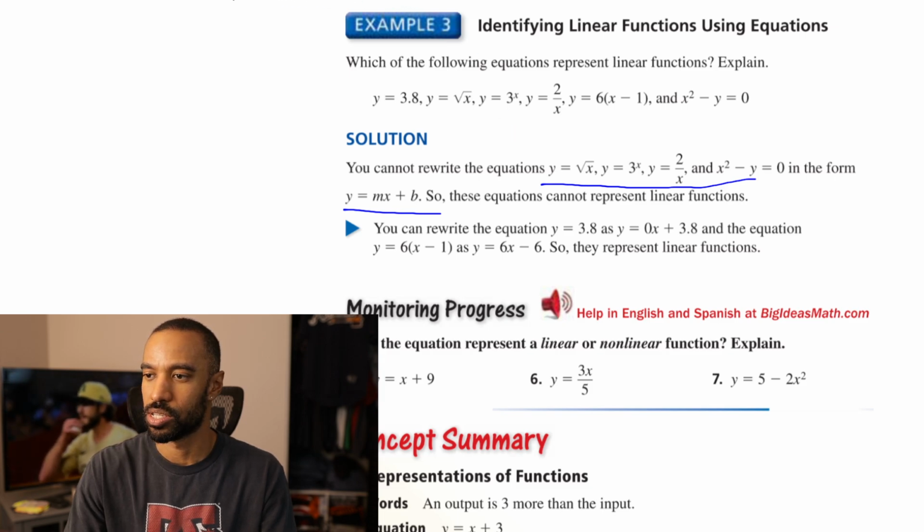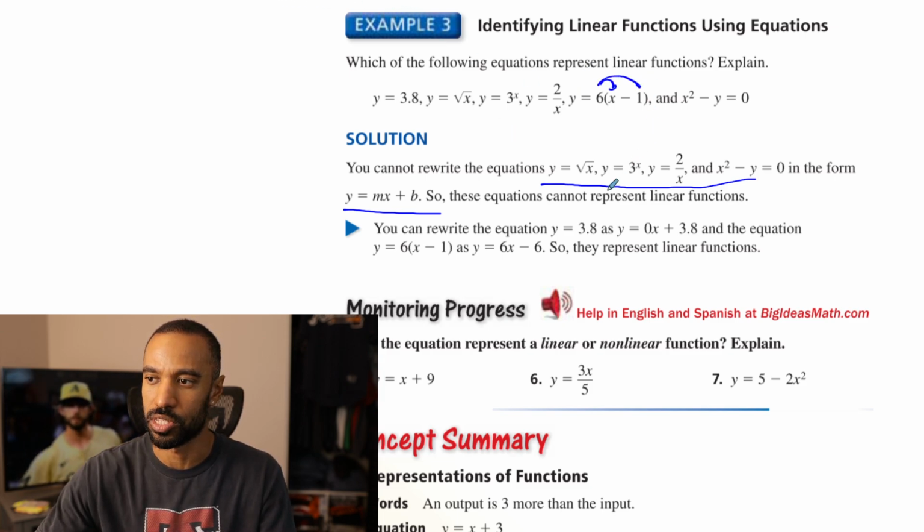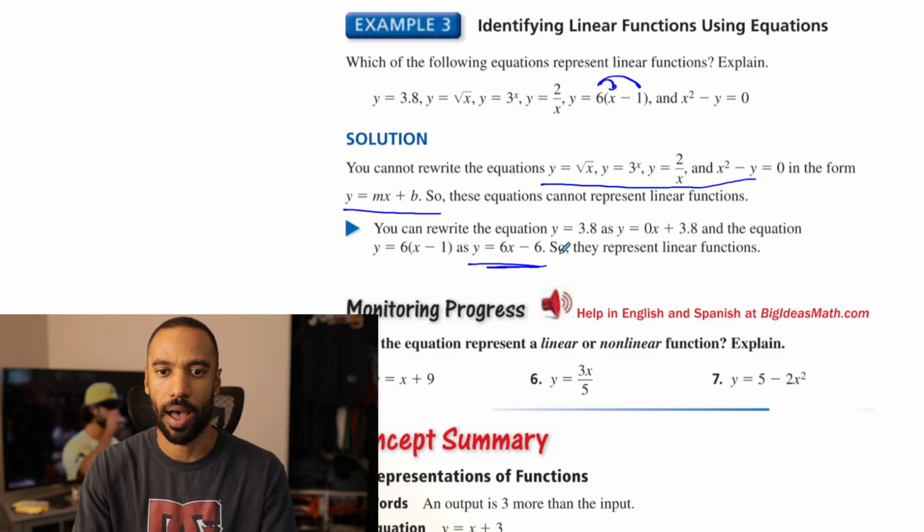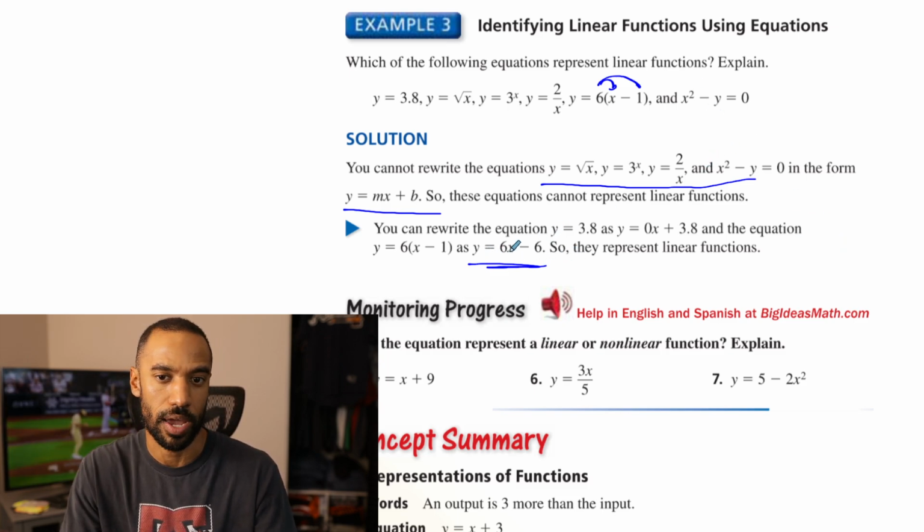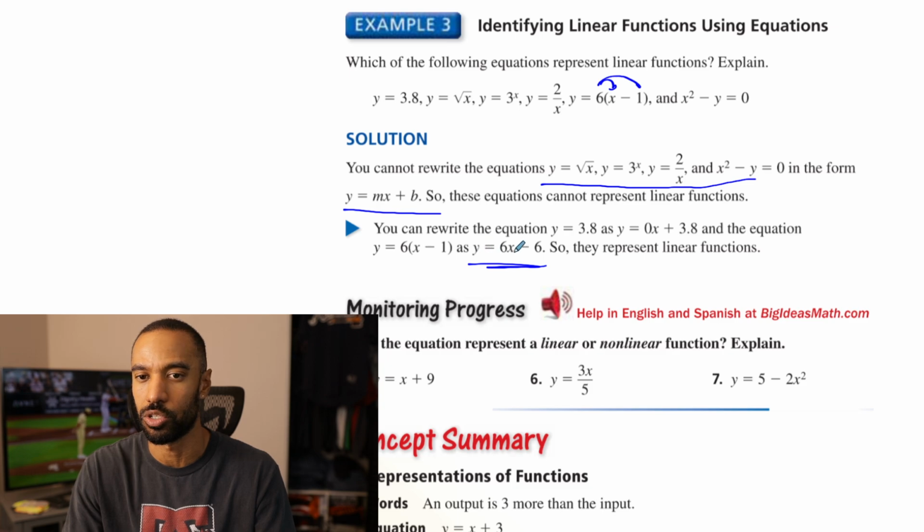This one actually works. 6 times x minus 1. You can distribute the 6 into both of these. You get y equals 6x minus 6, a linear function. This is y equals mx plus b form, right? This actually literally is written like that.